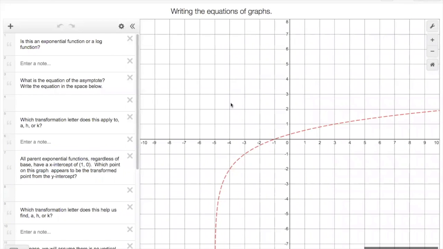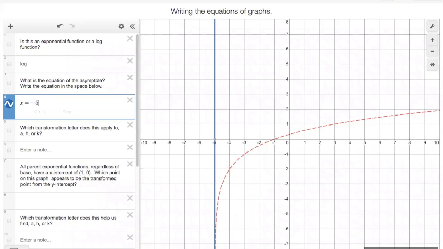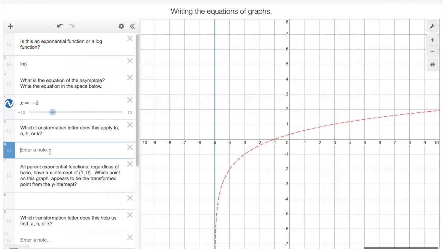So now we're changing gears because now we're going to look at log functions. And the way I know is because they have a vertical asymptote. In this case, it's at x equals -5. And with logarithms, we're now looking at asymptotes that are being moved left and right, meaning horizontally. So the asymptote is going to give me the h value.